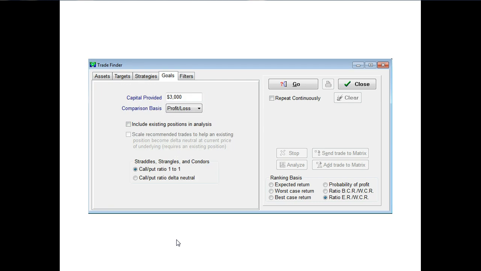All right, let's go to Goals. I'm just going to put 3,000 into this trade. And I could show you this: you can include an existing position in your analysis. Just make sure that the capital provided covers the cost of your existing position plus additional capital to put on something else on top of it. And this is the kicker.